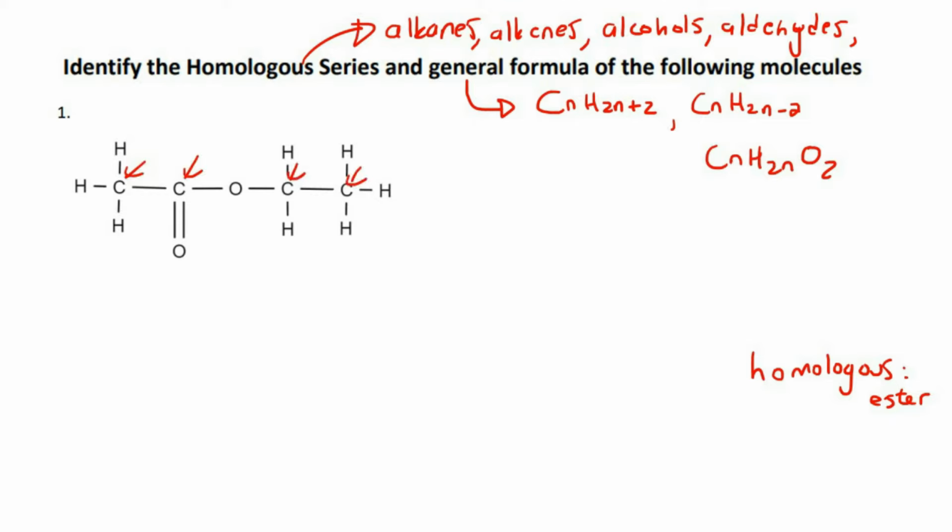There are 4 carbons. Let's look at how many hydrogens: 1, 2, 3, 4, 5, 6, 7, and 8. And then there are 2 oxygens. There are always 2 oxygens for esters. Whether there are 7 carbons or 25 carbons, there will always be 2 oxygens.